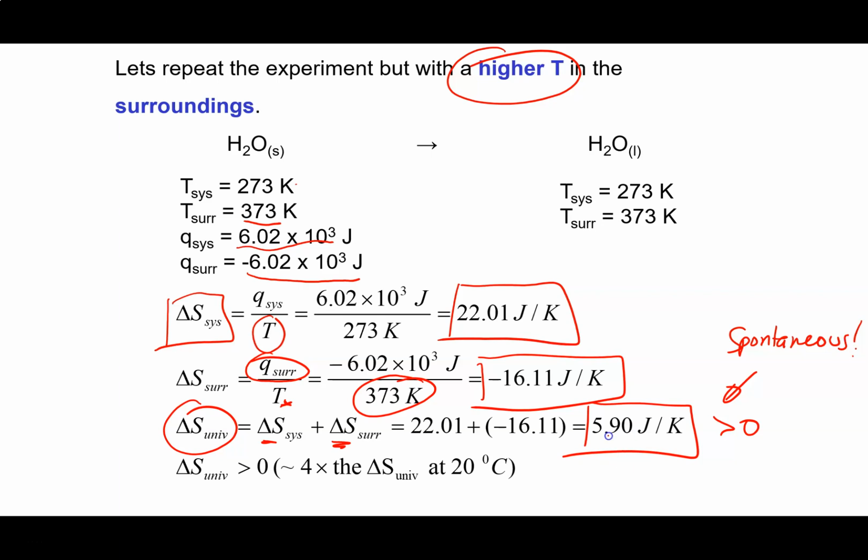So is it more or less spontaneous than what we saw previously? Well, when we did this at 20 degrees Celsius, the entropy change was about a quarter of what we see at 100 degrees Celsius. So that's logical, right? There's going to be a bigger difference in temperature there, and we're getting a bigger positive change in entropy of the universe.